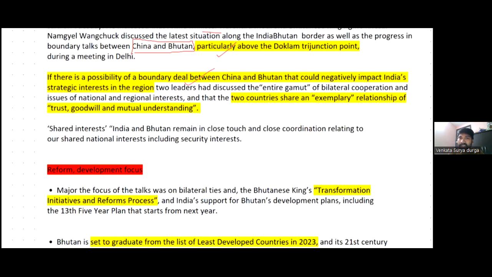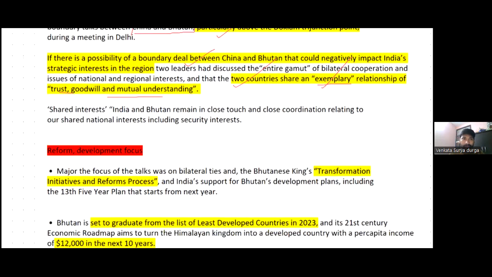The two leaders discussed the entire gamut of bilateral cooperation and issues of national and regional interest. There are several regional and national issues also, but the talks dominated the Chinese presence in the region and Bhutan-China border talks. The two countries share an exemplary relationship of trust, goodwill, and mutual understanding. As we know, Bhutan is one of the countries which maintains a very close and friendly relationship with India. Trust, goodwill, and mutual understanding are some of the aspects which define India-Bhutan ties.